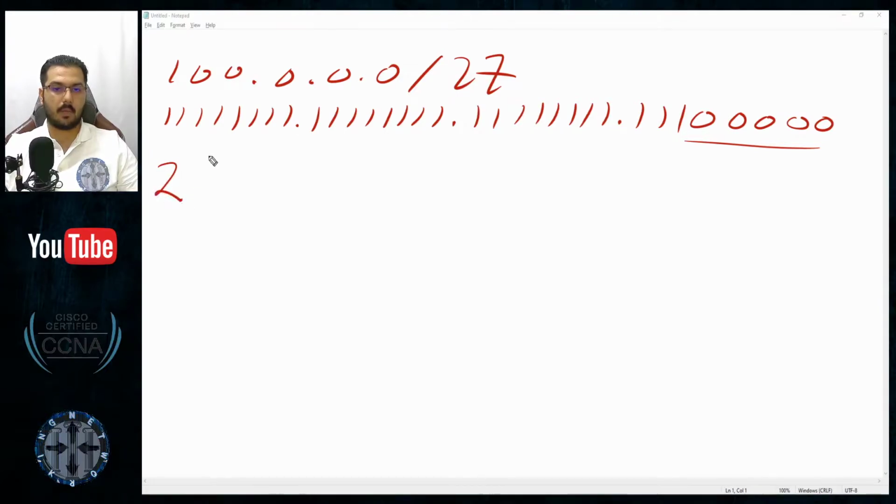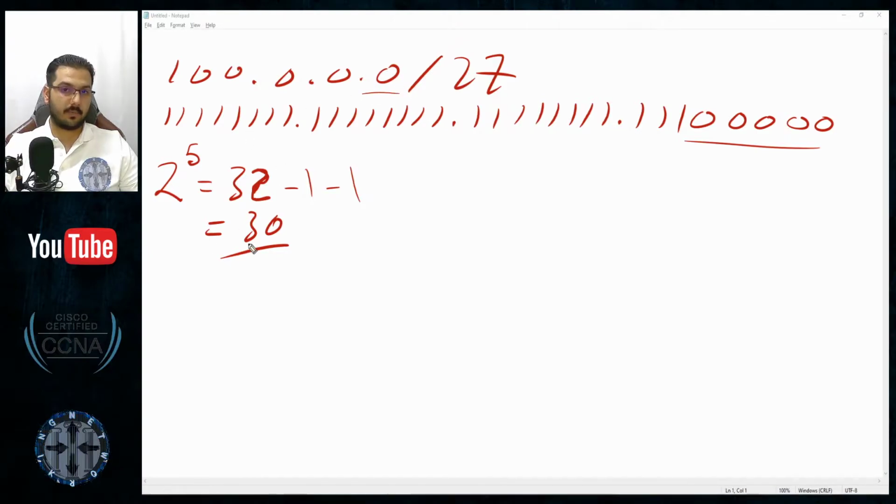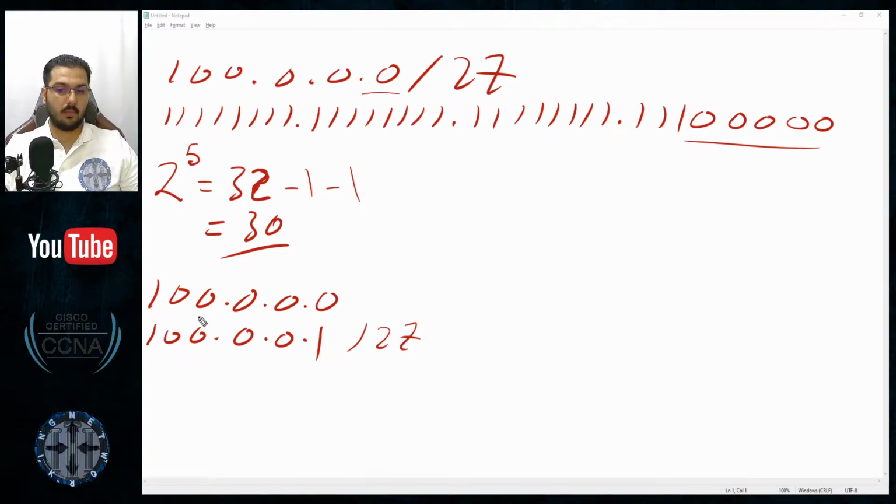So by the rule of 2 to the power of 5 zeros, we get 32 total IP addresses. If I remove the network ID and the broadcast ID, I will have 30 valid IP addresses. I know that it starts from 0, so 100.0.0.0 is the network ID. The first valid IP address will be the first IP address after that, so that will be 100.0.0.1. Simple as that, /27. And the last valid IP address will be the IP address before the broadcast address.